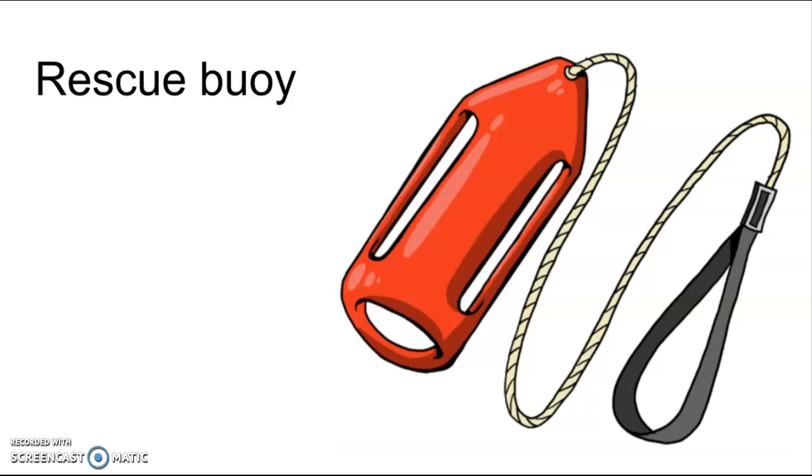It's also attached to a long rope and a strap at the end that is kind of like a little loop, and we call this a shoulder strap. It is put on somebody's shoulder who is maybe out too far in the ocean or is unable to swim and they're in the deep end, and it's used to bring them to safety.